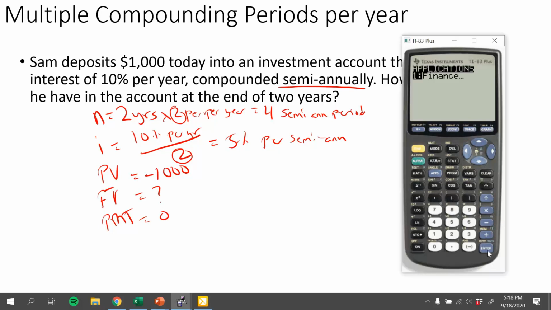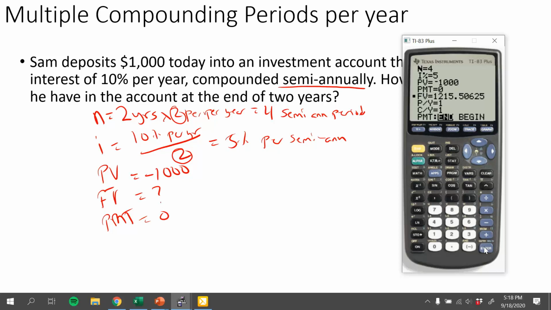So I'll go into apps, I'll go into finance, go into my TVM solver. So my N is going to be 4 semi-annual periods. So I can actually just do the math inside the calculator. So I'll have 2 times 2 gives me 4 semi-annual periods. My interest rate is 10% per year, but we're doing it twice a year, so I need to divide it by 2. So I get 5% per semi-annual period. My PV will be negative 1,000, PMT will leave it as 0, and I want to solve for FV. So alpha enter on FV, and I get 1215. All right, so that's my future value in this account if we have semi-annual compounding.